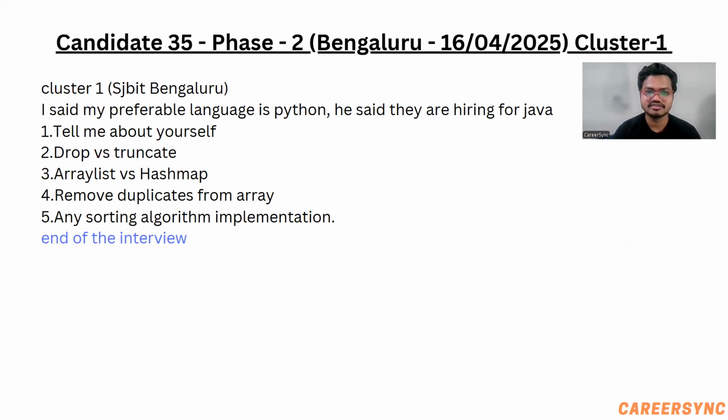I said my preferred language is Python. He said they are hiring for Java. So they don't explain much about it. They started taking the interview, like tell me about yourself. What is the difference between drop and truncate?